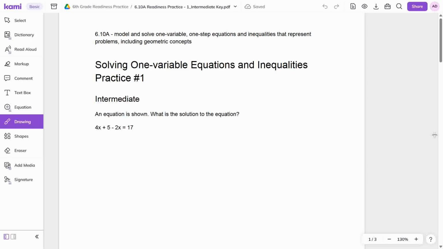Today we are looking at the 6th grade concept of solving one-variable equations and inequalities. This is 6.10a, Readiness Practice, the intermediate version.